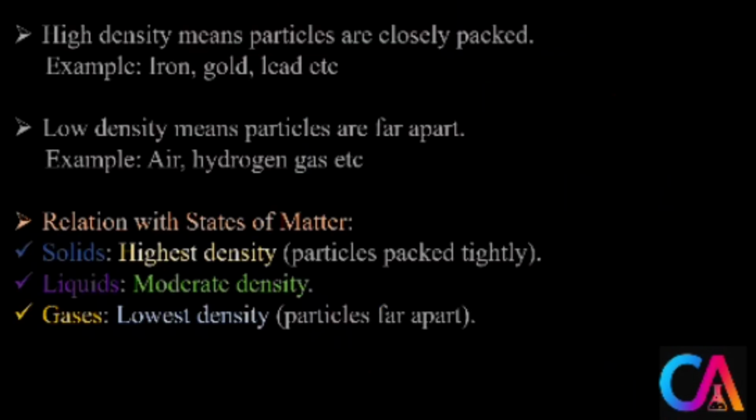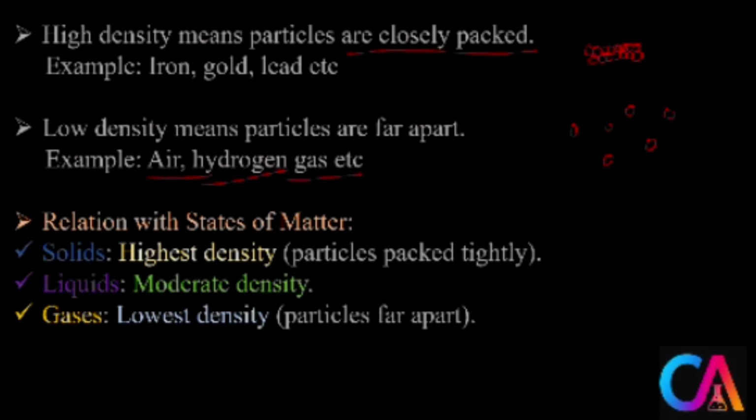Moving next. High density means the particles are closely packed. I have already told you that high density means the particles are closely packed, just like in the solid state, like this. Next, low density means the particles are far apart, just like the gaseous state. Clear? Example, air, hydrogen gas, etc.